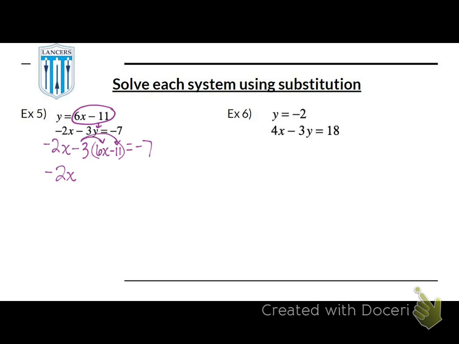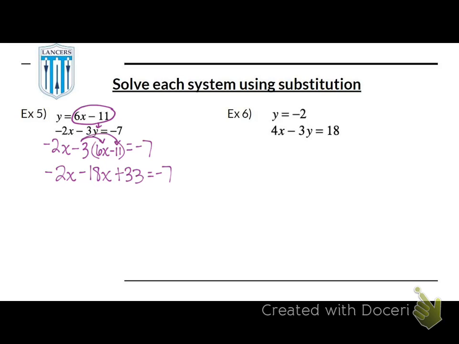Negative 3 times 6x would give me what? Negative 18x. Negative 3 times negative 11 gives me, careful, negative times a negative makes that a positive 33. Unfortunately, with these problems, if you make one little error with positives and negatives, like making that 33 a negative on accident, it's going to throw off the whole problem and you will likely get the whole thing wrong. Okay? So be careful with your signs.